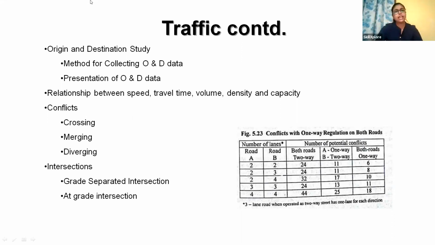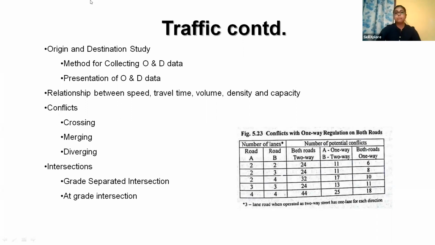Then the relationship between speed, travel time, volume, density and capacity, as we have already mentioned, will be there. Then conflict points. That is one major thing. What are the conflict points? While we are traveling on a pavement, there will be many conflict points. If we are crossing a point, there will be a conflict. If two ways are merged, there will be a conflict there. And while diverging, if two ways are getting diverged, there will be some number of conflicts. So we have to study that in detail.